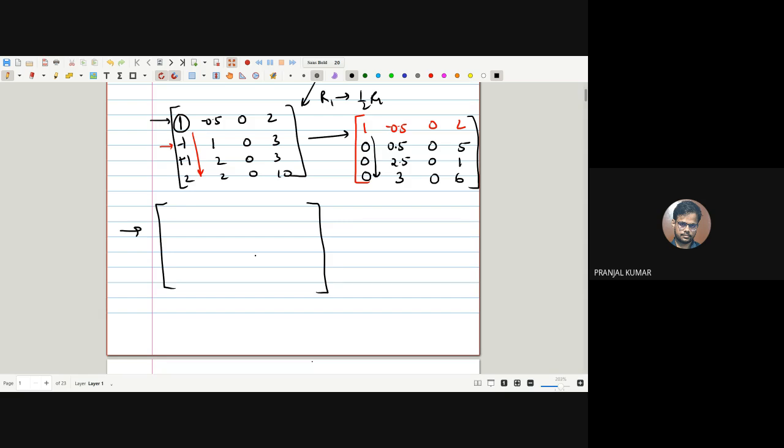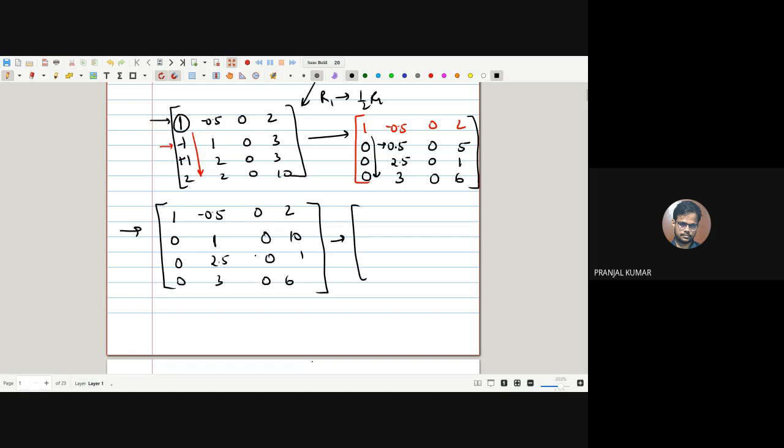Okay, then I need to convert this to 1. So what I'm going to do is scale it by 1 by 0.5. So this will become 1, this will become 0, and this will become 10. Okay, then 0, 2.5, 0, 1, 0, 3, 0, 6.